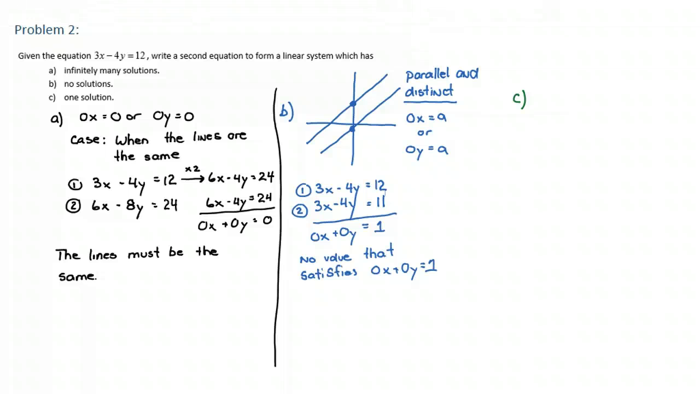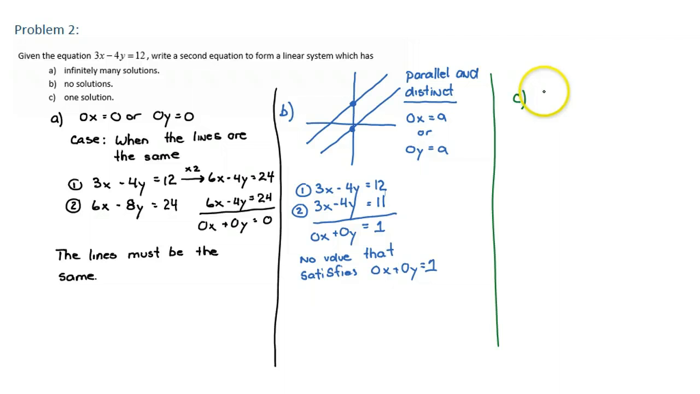Part C is we want one solution. So that is a situation where we can work out and solve the two equations to get some value. And this is probably your easiest case because there's lots of possible answers to this. So when we have one solution, that means when the lines touch. So a couple of ways I could do this.